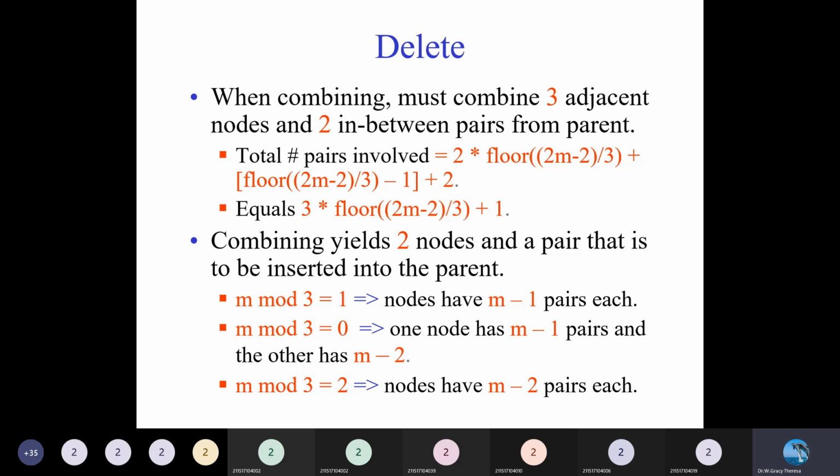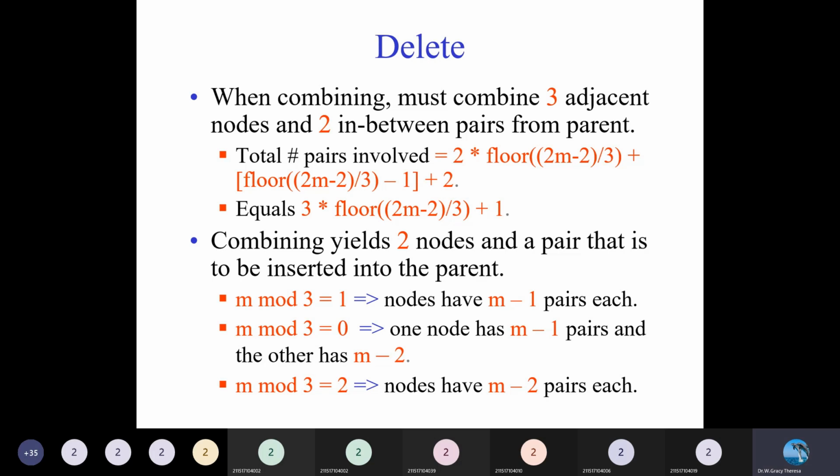So it is when combining the must three adjustment nodes and the two in-between pairs from the parent. So it is an equals case. When it is an equals case, the floor formula will change: (2m minus 2) divided by 3 plus 1. Okay. So these are all important formulas to construct a tree. This kind of question is going to be asked in GATE questions. Because of that, I am explaining this. So in the next slide we are going to talk about that kind of question only.